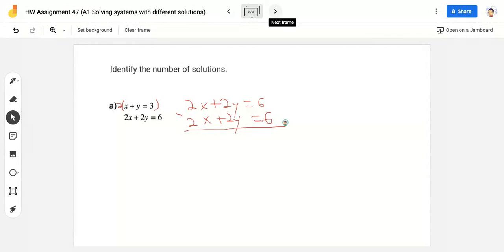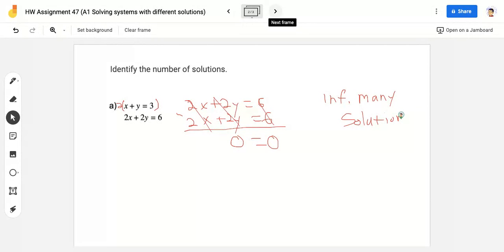So 2x minus 2x is 0. But notice what happens here: I have a positive 2y and a positive 2y, which also cancels out to make 0. So I have 0 on that side, and 6 minus 6 on this side, so I have 0 over here. We're left with the equation 0 is equal to 0. And we ask ourselves, does 0 equal 0? Sure does. Because we have a number equal to itself, even if it's 0, we are going to have infinitely many solutions.